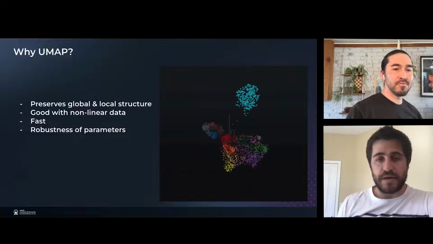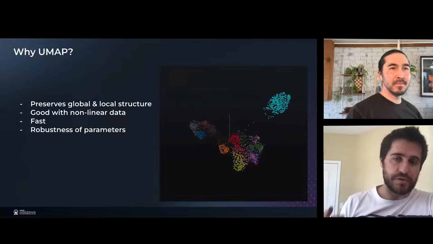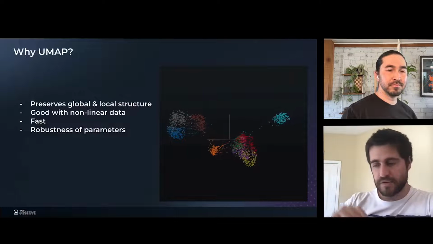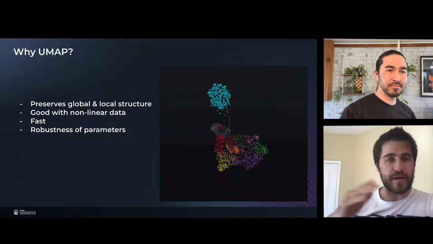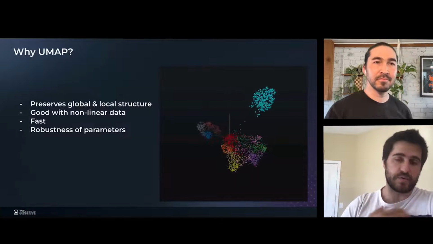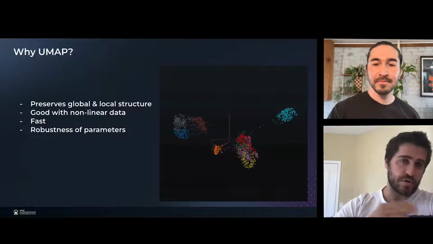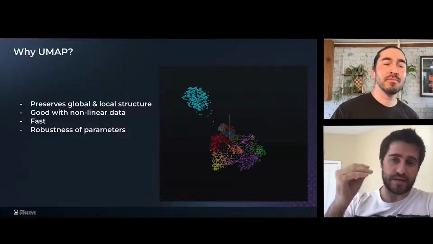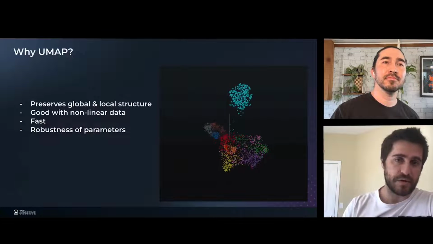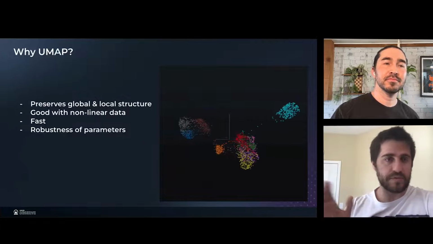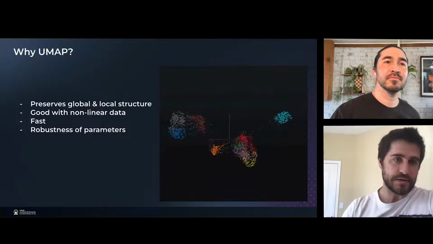First reason, it's really good. It's notably good at preserving both global and local structure. And we have another talk where we go over this. The way that we balance what is important to us as scientists or as engineers between global and local structure, we can balance that and what is important to us with the hyperparameters. So we do have a really good balance there. We can see both, we can see one, or we can see the other.